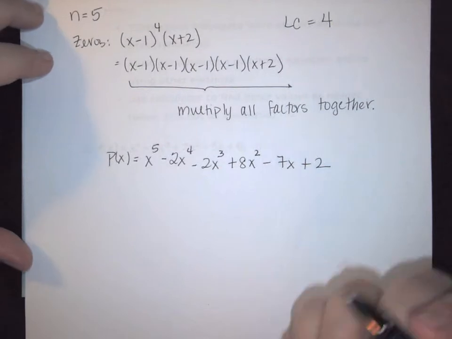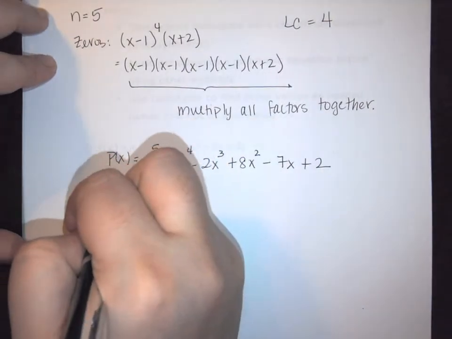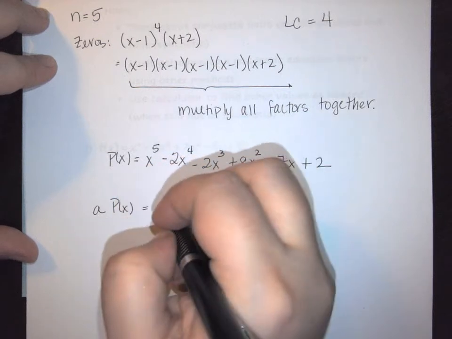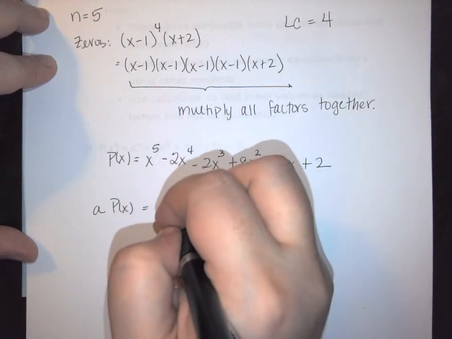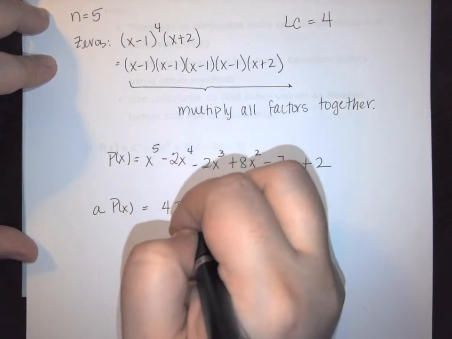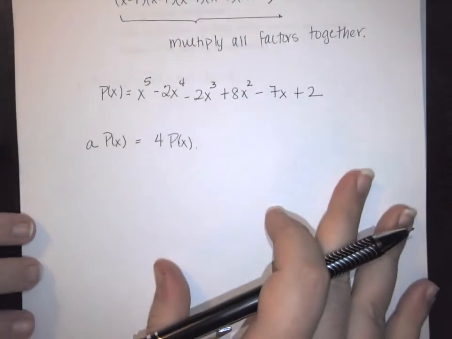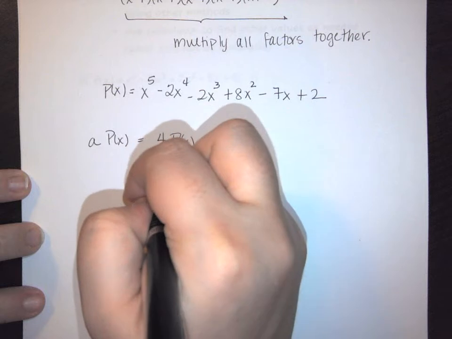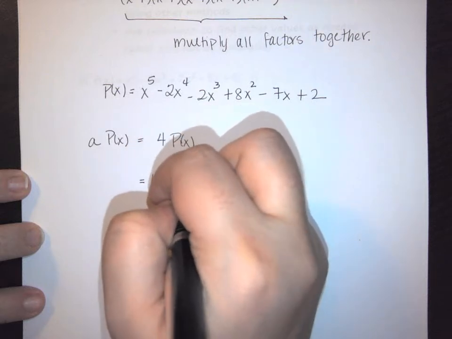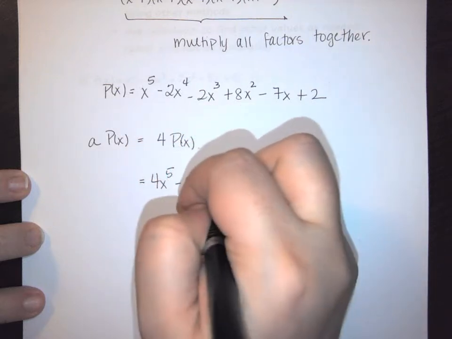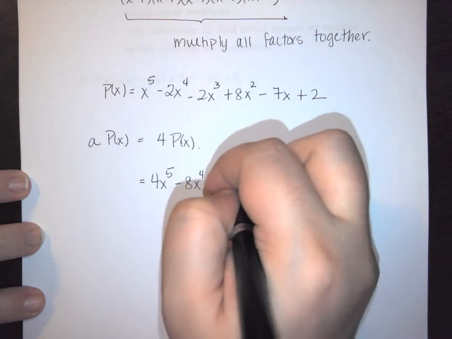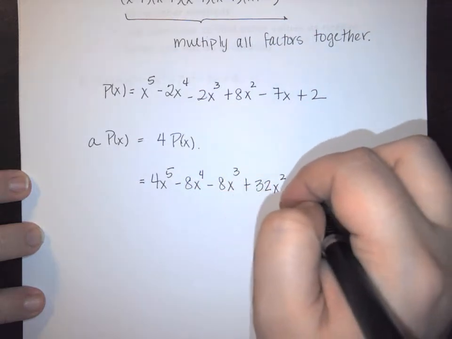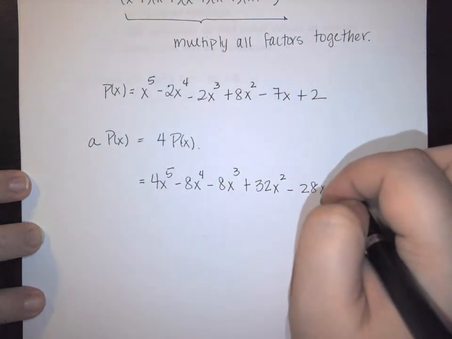Now the last thing, once you figure out your polynomial, is we need a leading coefficient of 4. So in order to do that, that says I have to do a times my polynomial. So in this case, this is going to be 4 times my polynomial. So in this case, we're going to end up with 4x to the 5th minus 8x to the 4th minus 8x cubed plus 32x squared minus 28x plus 8.